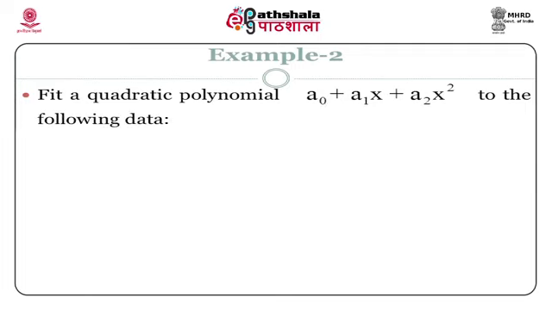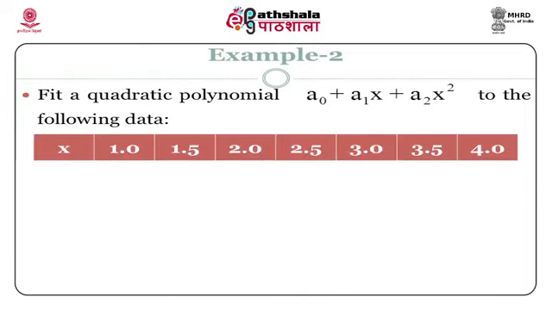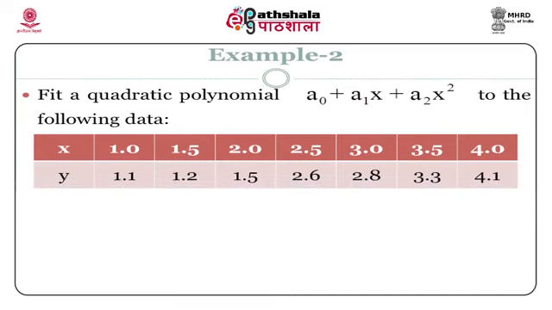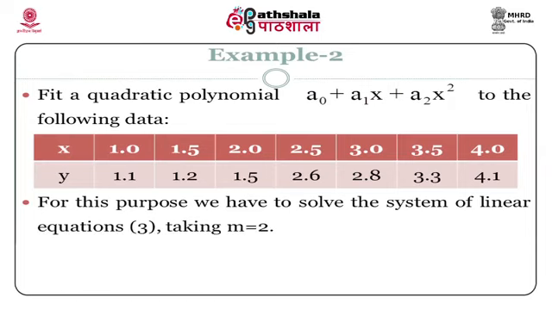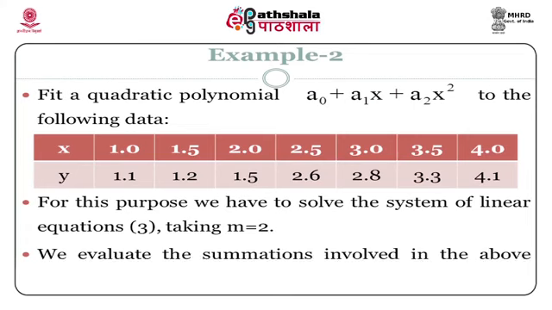This is example 2, which says: fit a quadratic polynomial a0 plus a1x plus a2x square to the following data. Again we are taking the values of x as 1.0, 1.5, 2.0 up to 4.0. They are equally spaced values here. Y equals 1.1, 1.2, 1.5, 2.6, 2.8, 3.3 and 4.1. For this purpose we have to solve the system of linear equations 3 taking m equal to 2. So we evaluate the summations involved in the above system in the following table.